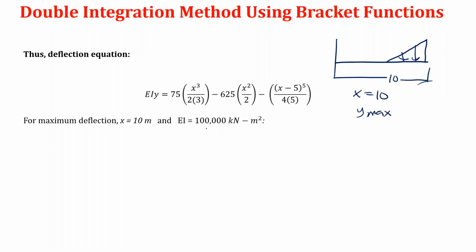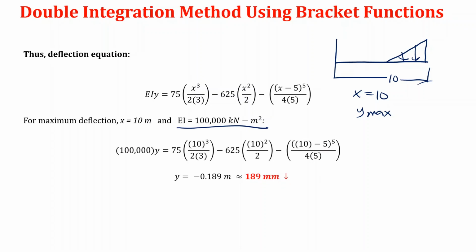Okay? And then, substitute EI is 100,000 kilonewton square meter. Substitute, and we get the displacement at the free end equal to negative 0.189 meter, or 189 millimeters downward. Alright, so that's a wrap up for double integration.